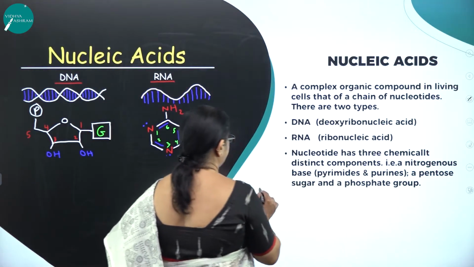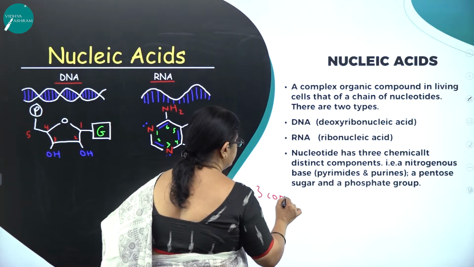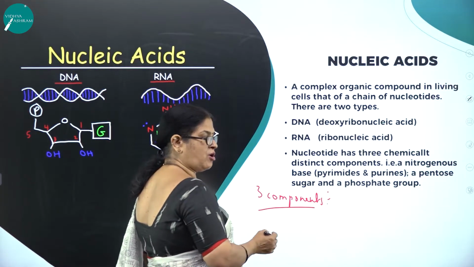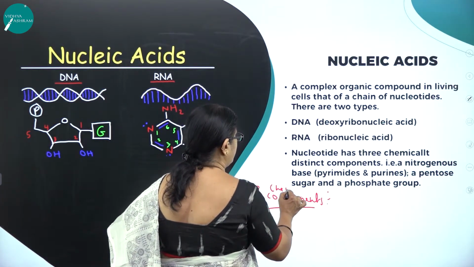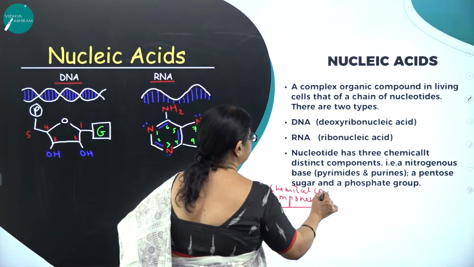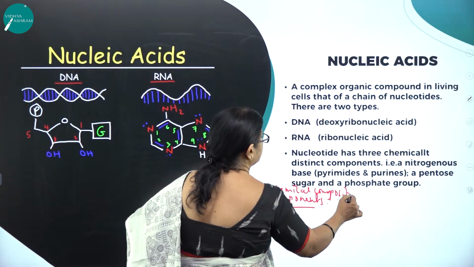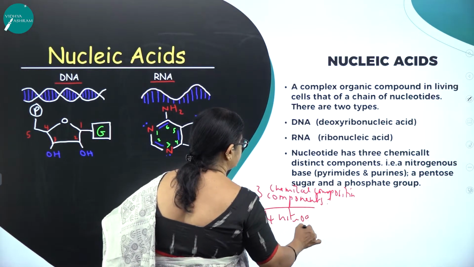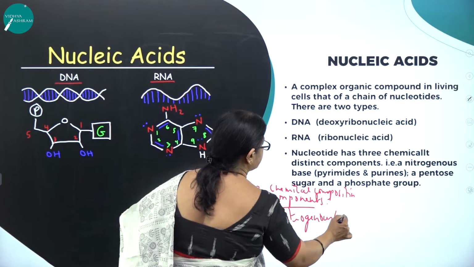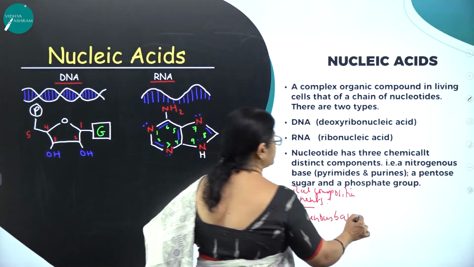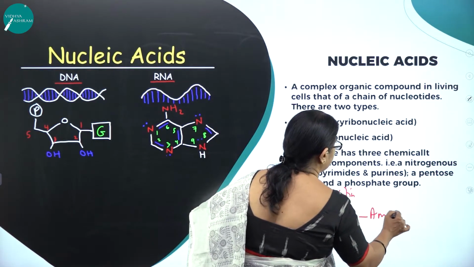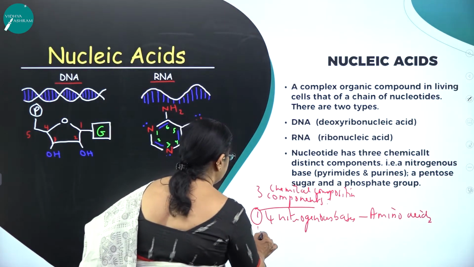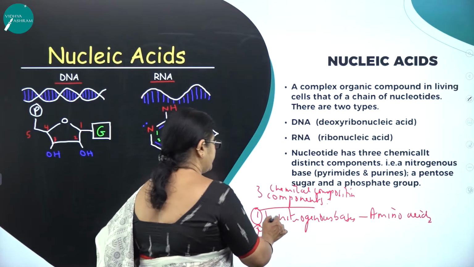So what are the 3 very important components, or you can also use the word chemical composition? One is the 4 nitrogenous bases. The 4 nitrogenous bases are nothing but amino acids. Then sugar. First is sugar.